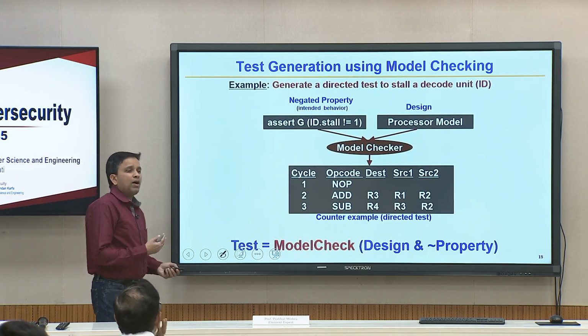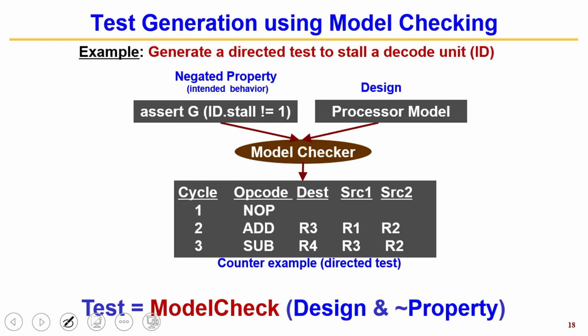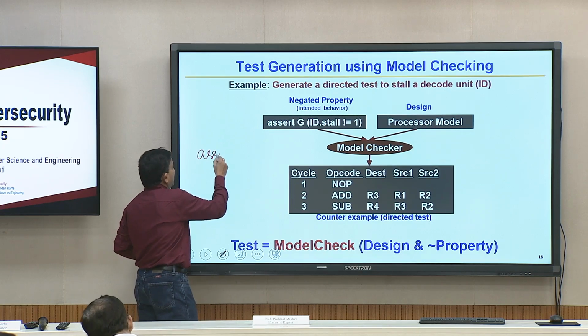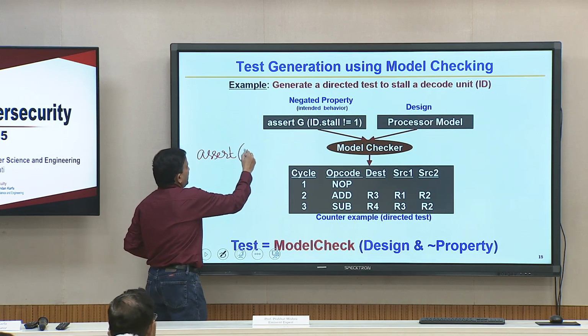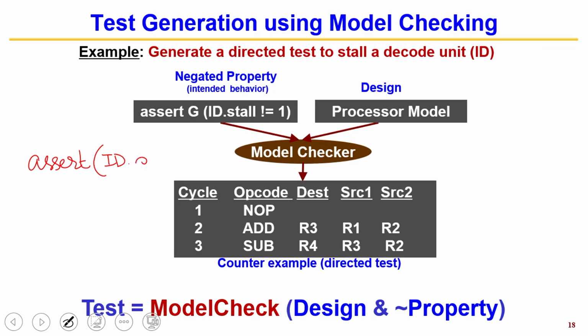So, let us first talk about how formal methods help in this. Let us think that the security condition you are trying to satisfy is that decode equal to stalled. So, your assertion was assert decode unit dot stall, that was your assertion condition. What we are trying to do is create a test case. If we run that test case, this statement should fail.